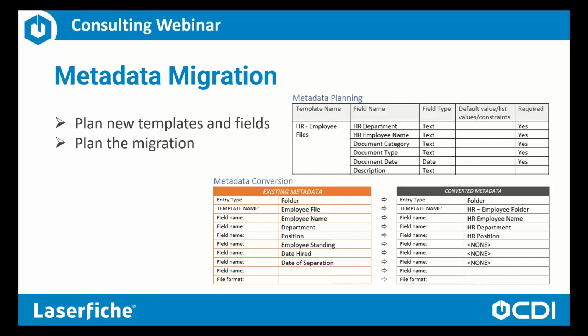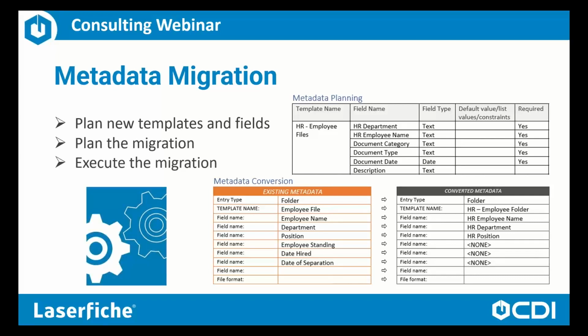The final step of our metadata migration is going to be executing our migration. There are multiple ways to accomplish our metadata migration. Sometimes it's going to be easiest to use the Laserfiche client to reassign templates on the selected entries. Most times using Laserfiche workflow is going to be the easiest route to go to reassign all of that metadata and possibly perform some data migration as well. For example, pulling out the year from the document dates.